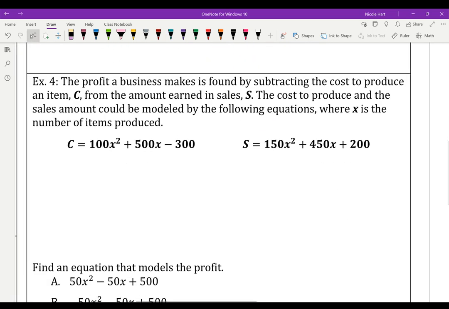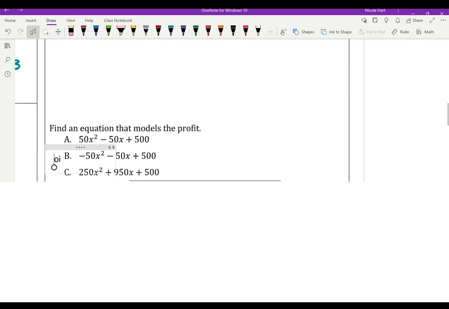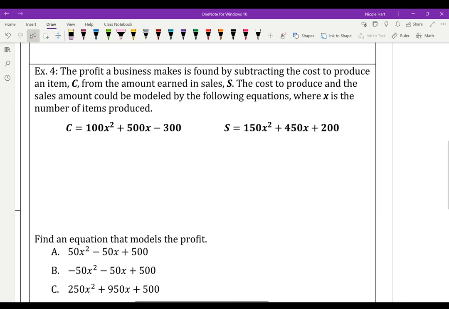All right, kind of a wordy problem, and kind of added some extra letters to us. Let's get rid of those. So we want to read these word problems very carefully. Kind of highlight key information. It says the profit a business makes is found by subtracting the cost to produce an item C from the amount earned in sales. So we are subtracting C from S. So we have to read that very carefully.